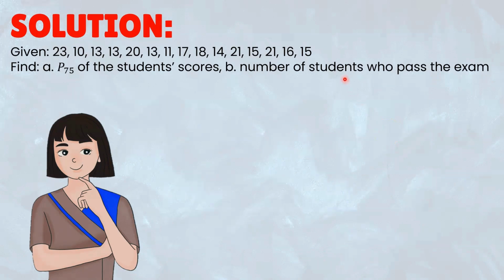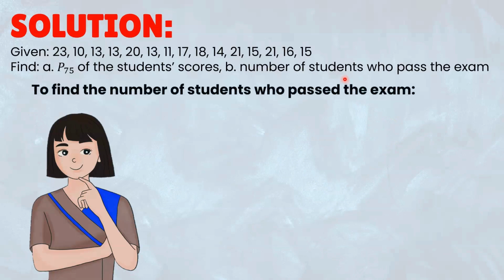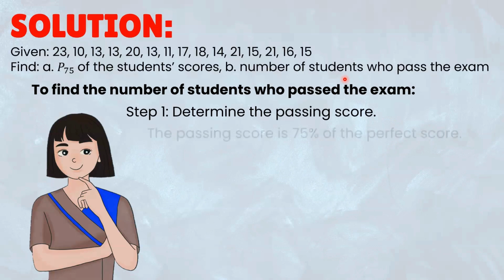Now, we will determine the number of students who pass the exam. To find the number of students who pass the exam, we have to first determine the passing score. We normally compute the passing score as 75% of the perfect score, unless other criteria are specified. So our perfect score is 30 points.